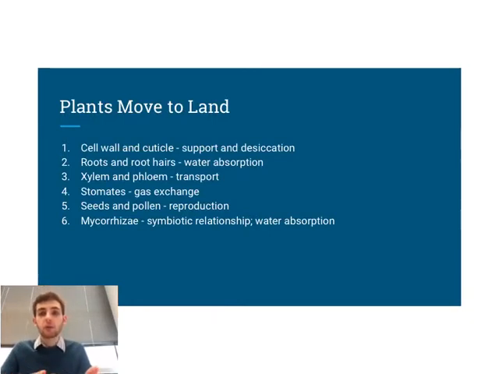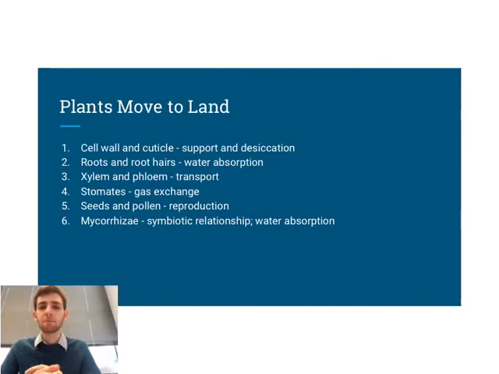The development of roots and hairs helps with water absorption, because on land you're not surrounded by water anymore, and so we have to increase surface area and increase mechanisms by which to obtain water. Xylem and phloem, which are found in vascular plants, allow for the transport of water and glucose. Stomates evolved, which allowed for gas exchange to occur, giving off oxygen and bringing in carbon dioxide to drive photosynthesis.